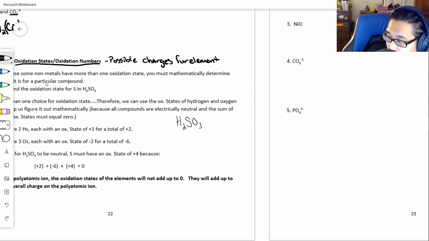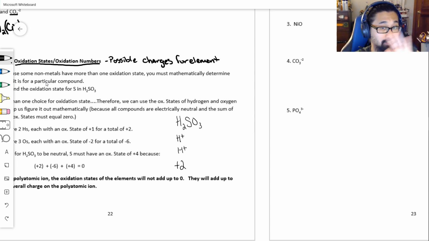So that means I have an H plus 1 and an H plus 1, right? I have two of these hydrogens. They are both H plus 1s. That means I have a total positive here of plus 2. Sulfur, we said, well, I don't know. Let's skip it for now. Let's look at oxygen.